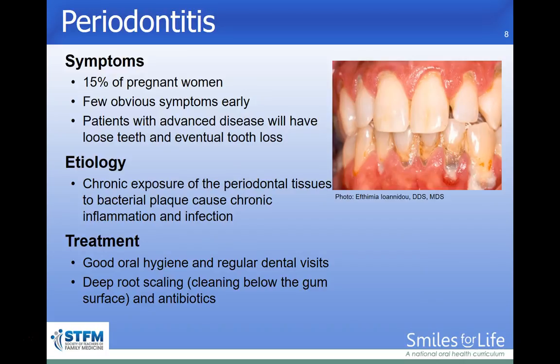Periodontitis. It's a chronic inflammatory disease of the periodontium, which occurs in response to bacterial plaque on teeth. Progression of the disease results in destruction of the supporting bone, increasing tooth mobility, and eventually resulting in tooth loss. It is a common oral disease affecting both pregnant women and other adults that can impact up to 15% of pregnant women. Symptoms. In the earliest stages, they may have no obvious symptoms.